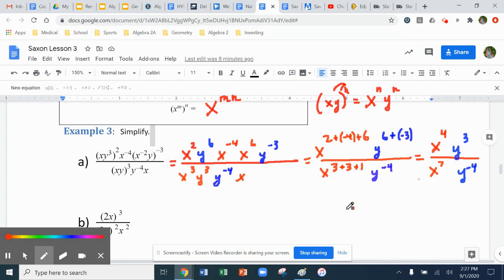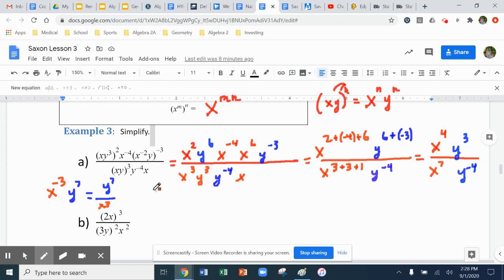So 4 minus 7 first is going to give me x to the negative third. I'm just going to rewrite it over here. Got a little bit of room. And then 3 minus the negative 4 is like 3 plus 4, which is y to the seventh. And lastly, I have an x to the negative 3, so that needs to go down into the denominator. So my final answer is going to be y to the seventh over x to the third. And there would be then our simplified answer with all positive exponents.